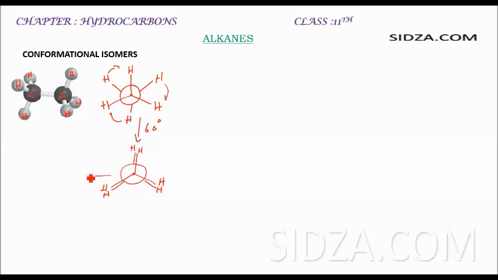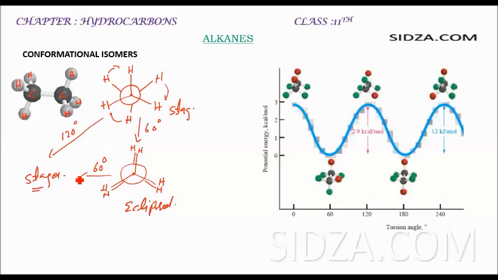And if I give a further 60 degree rotation, what do you get? The first one is the staggered one, then this is the eclipsed one, and now you again get the staggered one. So a total rotation of 120 degrees. That means if you have a staggered one and you give a rotation of 120 degrees, you again get the staggered one. Okay, fine.